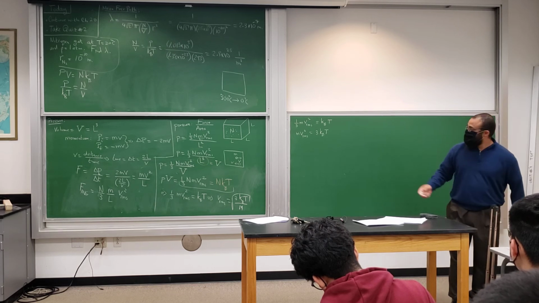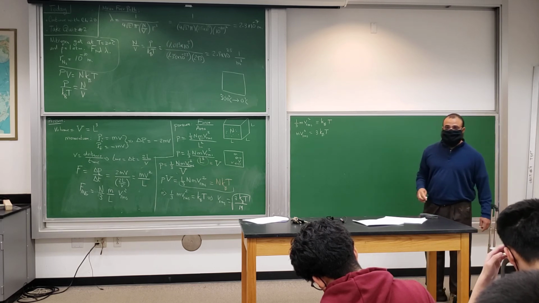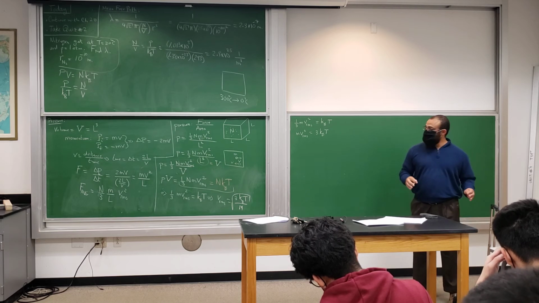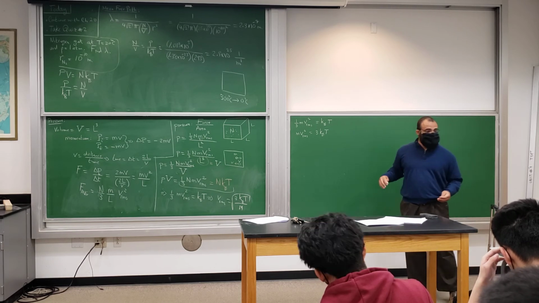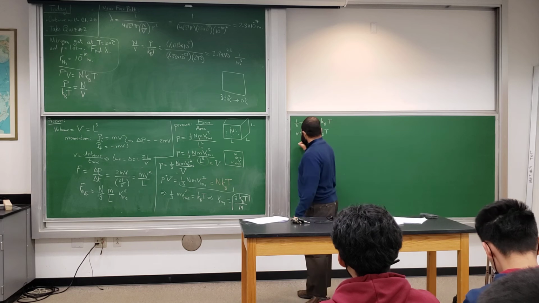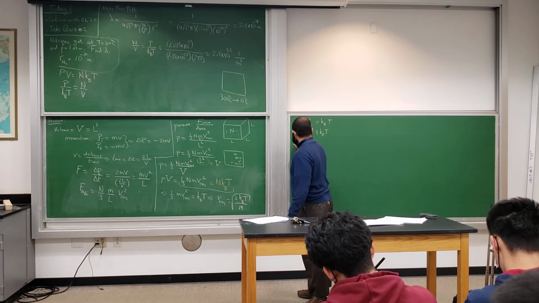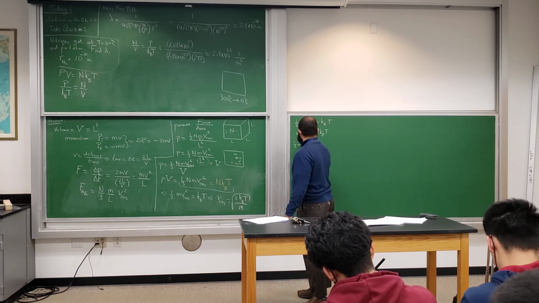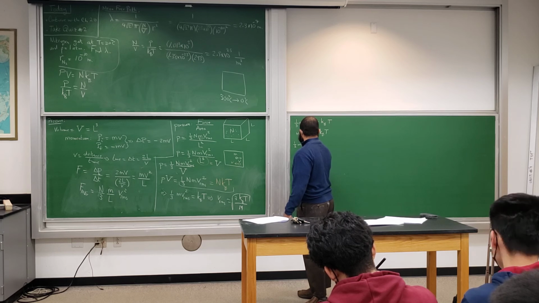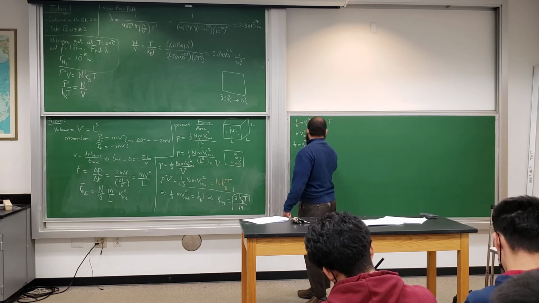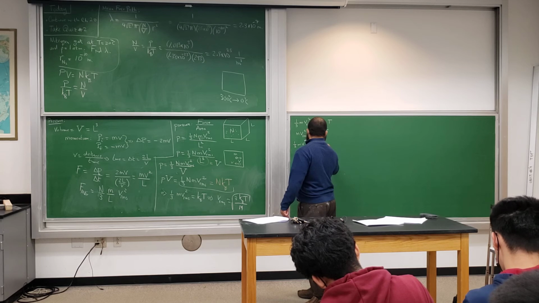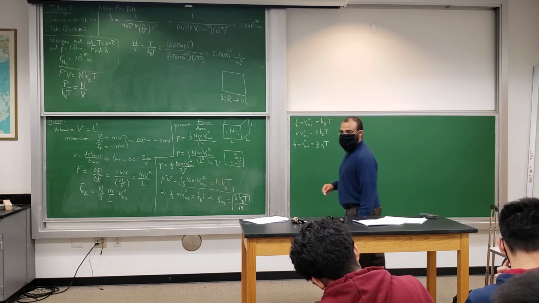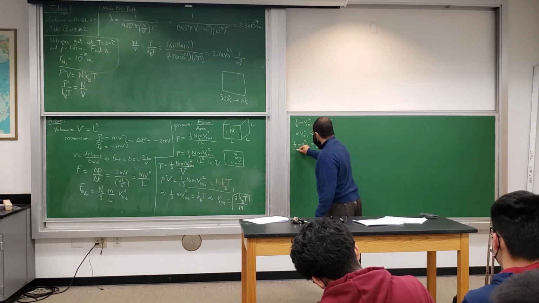So what should I do to make this into a kinetic energy? Multiply by 1/2 both sides, right? So if I multiply the left side by 1/2, I'll get 1/2 m v RMS squared is equal to 3/2 k_B T. That's the kinetic energy of one molecule.